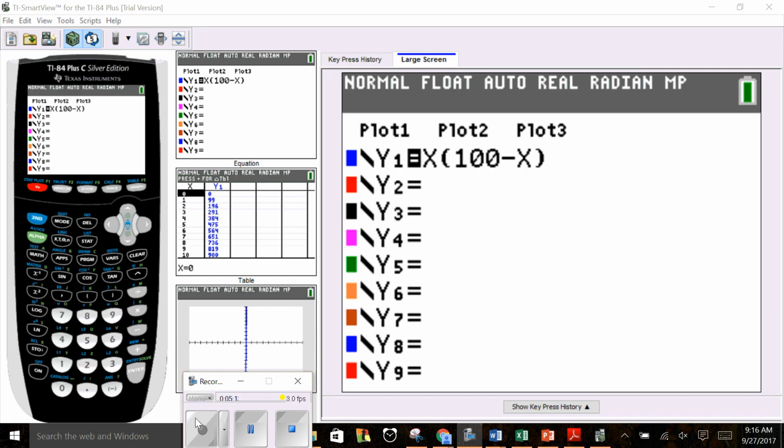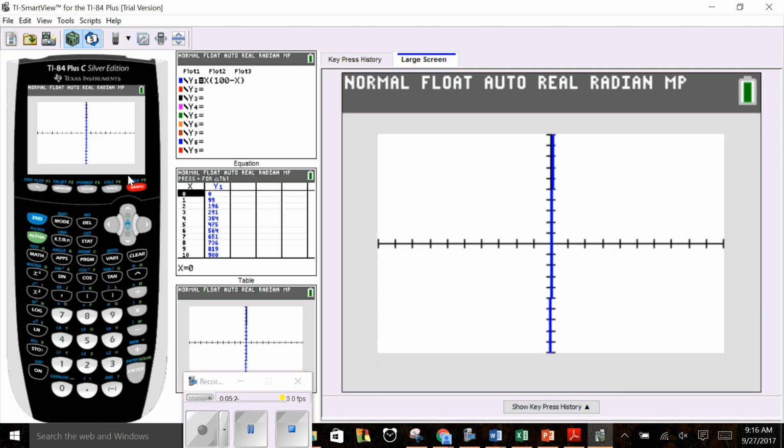Okay, our next task is going to be to graph this equation. I put it in y equals here. You can see on the calculator, put in x times (100 minus x). And then when we hit graph, watch what happens. So I'll bring up the graph here.